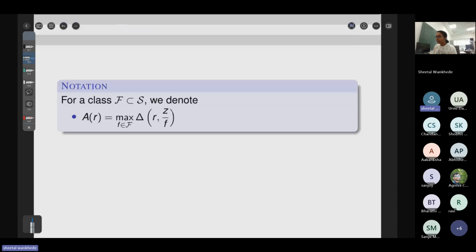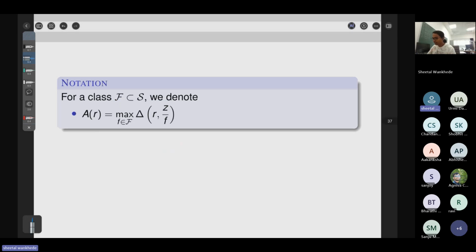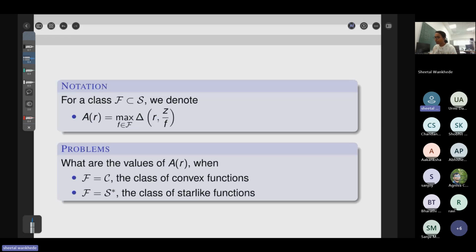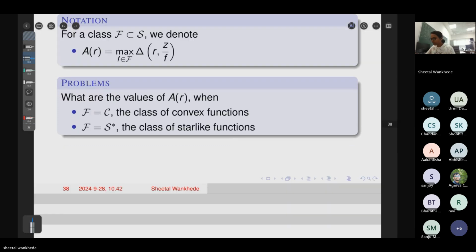So next we have to introduce some subclasses of this class S. For the subclasses also, the area theorem is introduced, and this capital A_r denotes the maximum over all functions belonging to this subclass of the area of f of the disk of radius r. There are two important subclasses we are going to mention: the class of convex functions and the class of starlike functions. They are both subclasses of this class S. Now we need to find the value of A_r for these two classes.